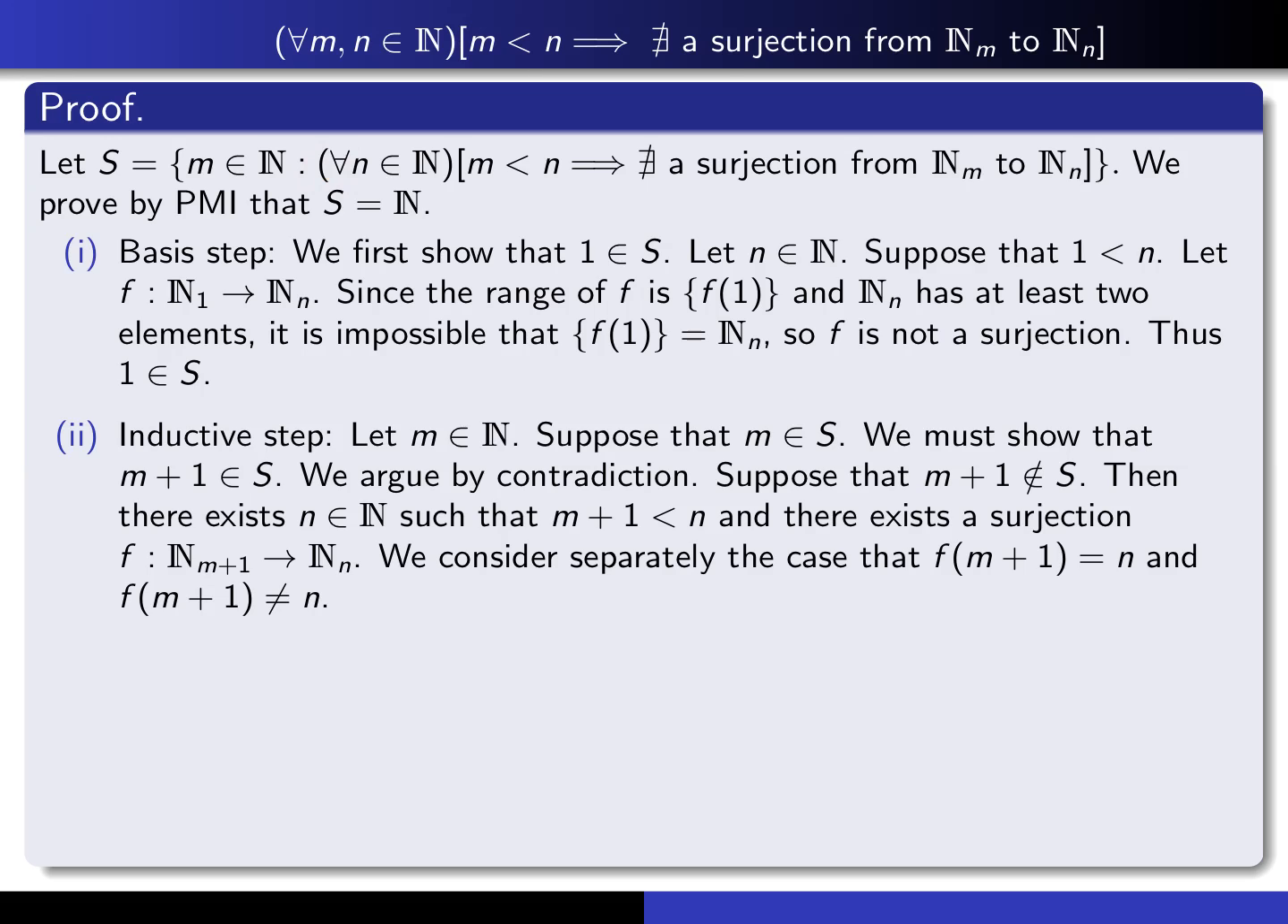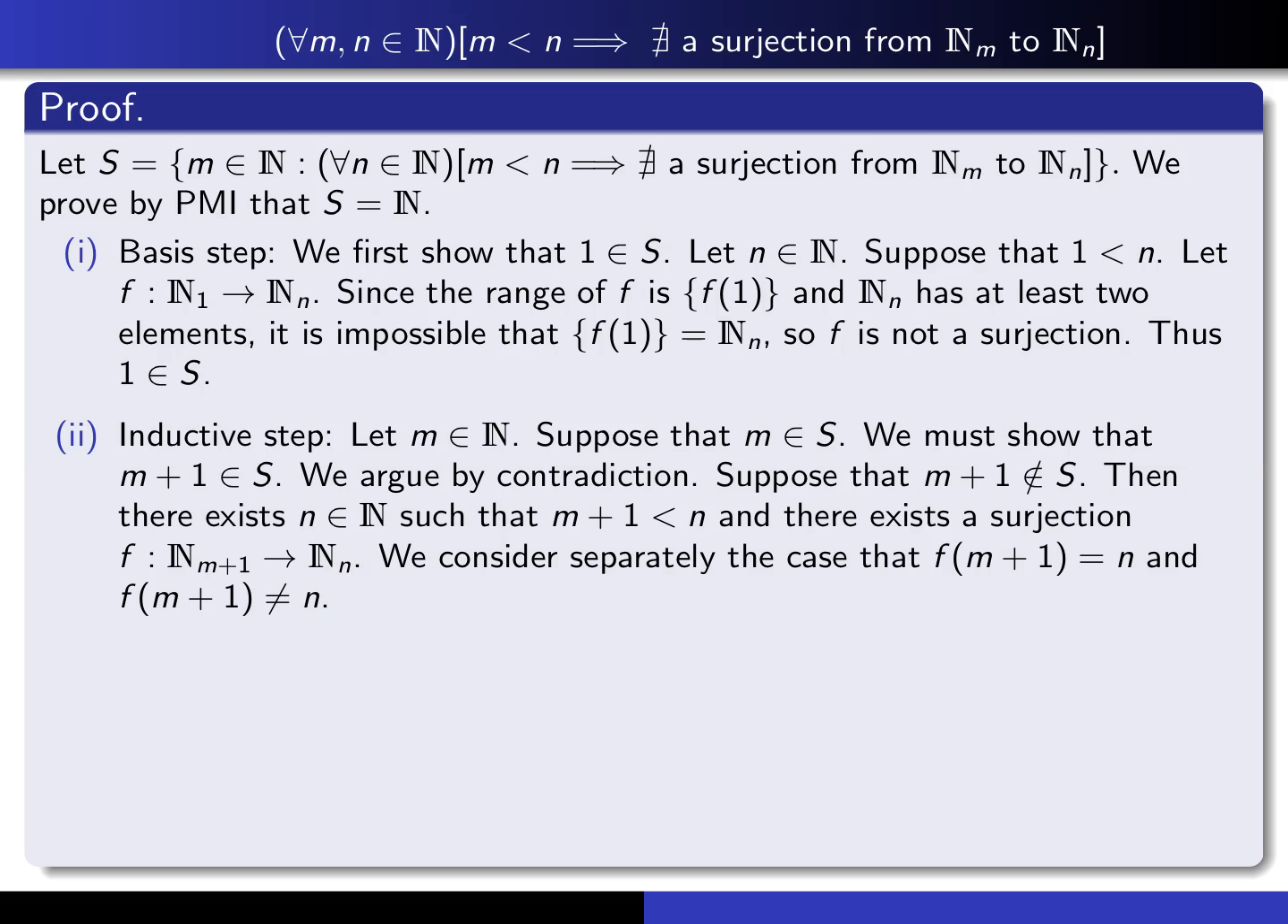Okay, so that would say that there exists a natural number n such that n is bigger than m plus 1, and there does exist a surjection from N sub m plus 1 to N sub n. And that's, I believe, what I wrote here. Then there exists a natural number n such that m plus 1 is smaller than n, and there exists a surjection f from N sub m plus 1 to N sub n.